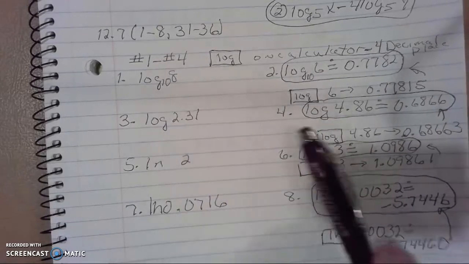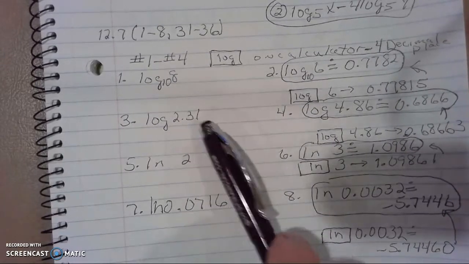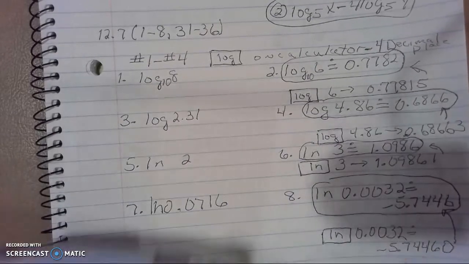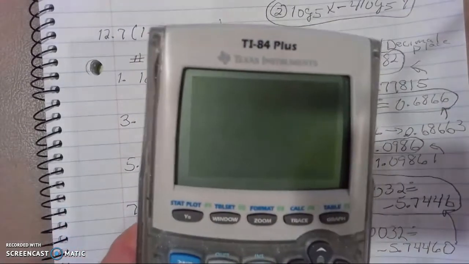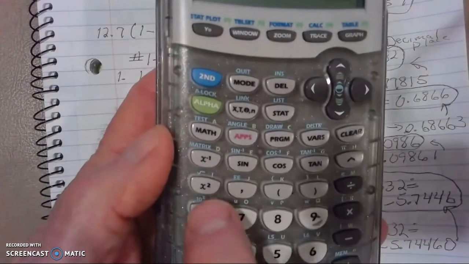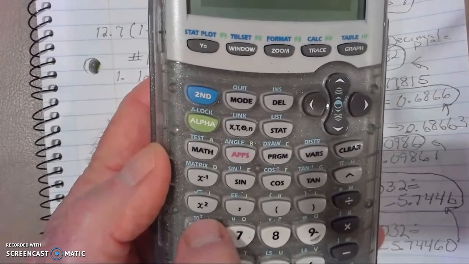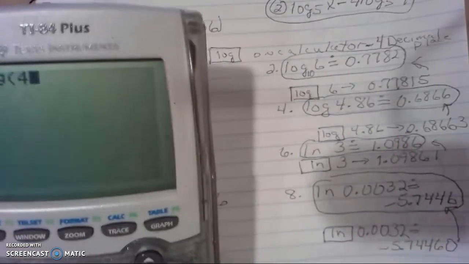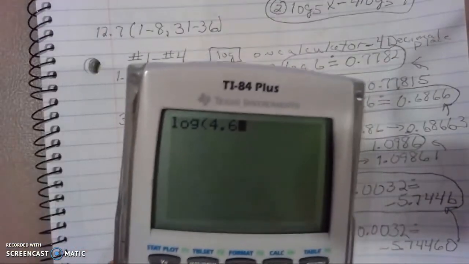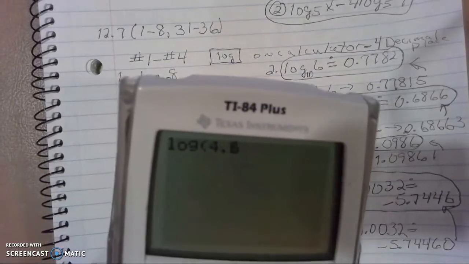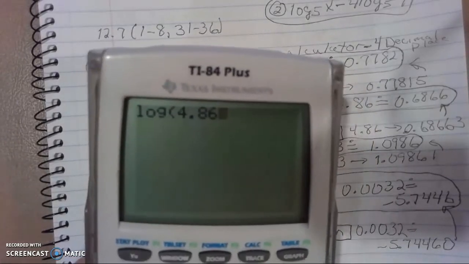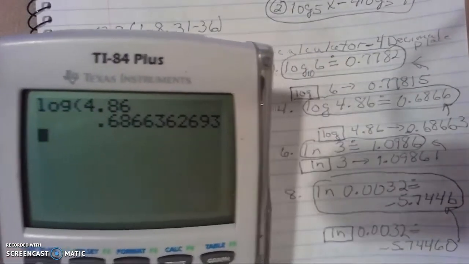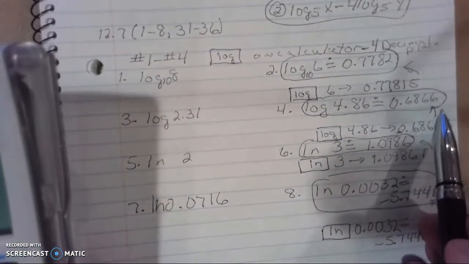Then, number 3 and 4 are also base 10. We're looking for the exponent of 10 to give us 2.31 and the exponent of 10 to give us 4.86. I take my calculator, hit that log button again right here on the left. I've got log showing on my screen. Put in 4.86 on my calculator. Hit enter and I get all kinds of decimal places. I round it off at 4 decimal places.